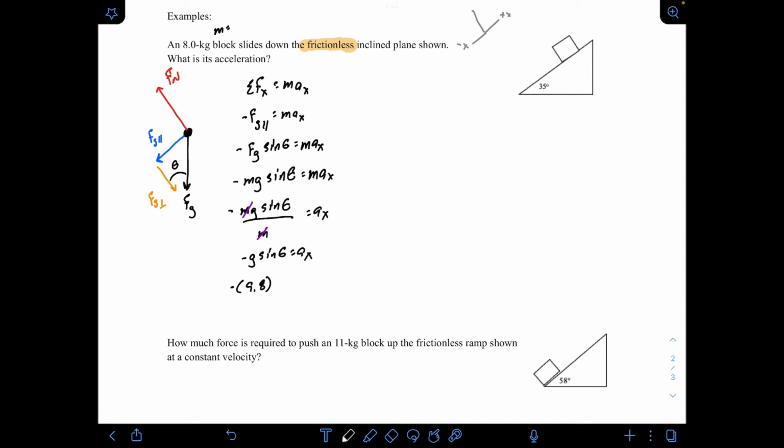So 9.8 sine of 35. So I get ax, or acceleration in the x direction, is negative 5.62 meters per second squared, or the other way to say that is 5.62 meters per second squared down the ramp.